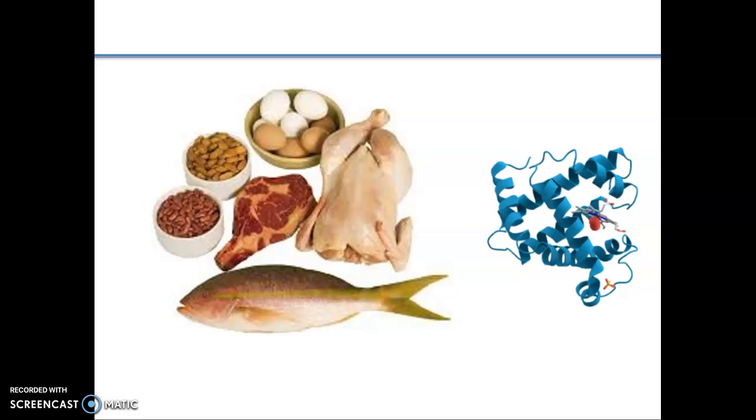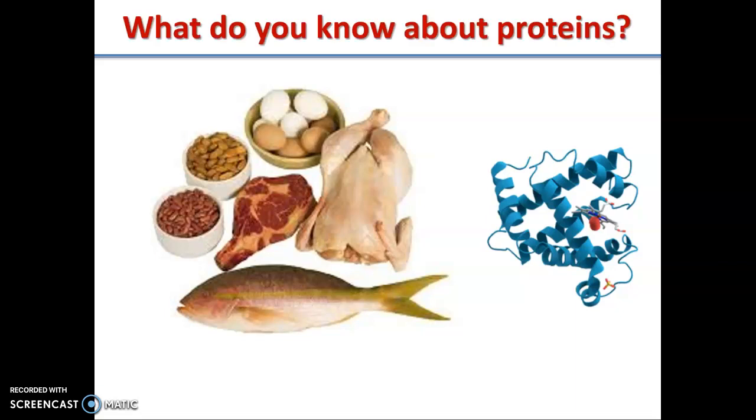Which macromolecule do these items belong to? So your beans, your meats, your eggs. I know you know this one. Proteins, right? So outside of knowing that meats are usually proteins, what else do you know about proteins?